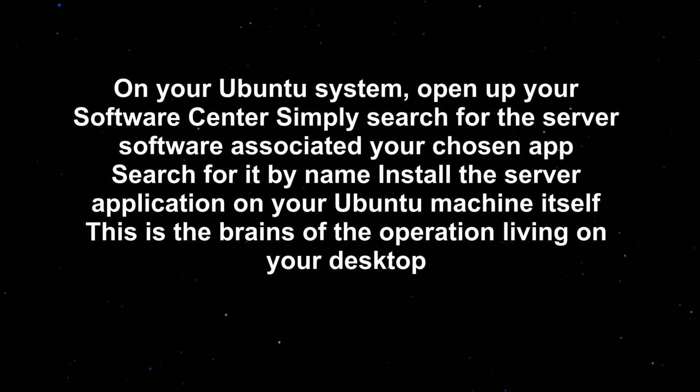On your Ubuntu system, open up your software center. Simply search for the server software associated with your chosen app. Search for it by name. Install the server application on your Ubuntu machine itself. This is the brains of the operation, living on your desktop.